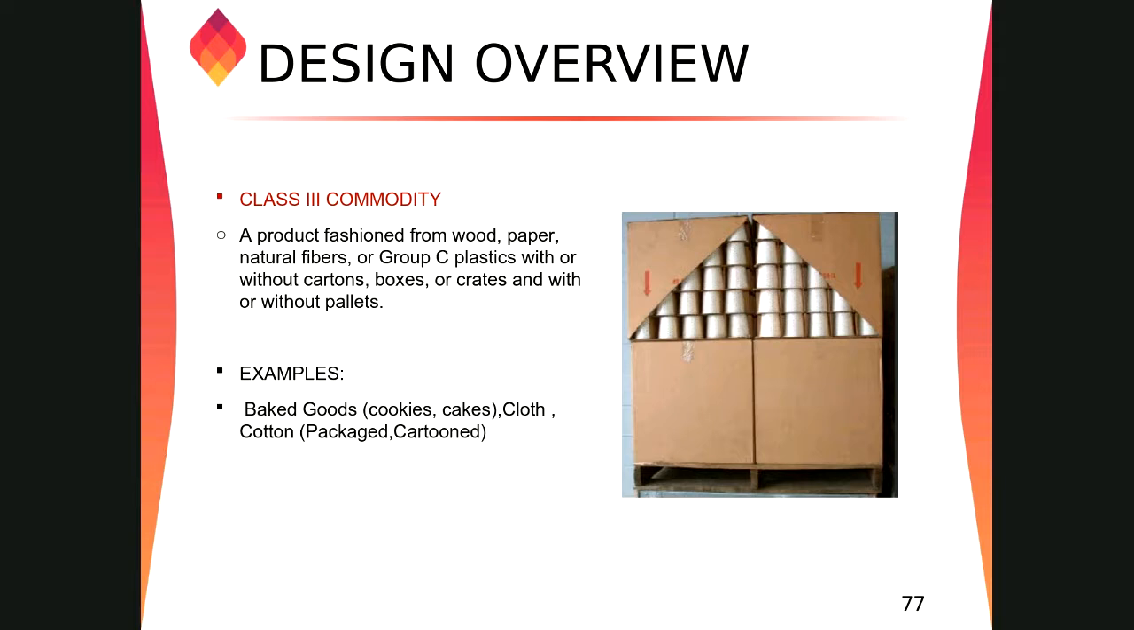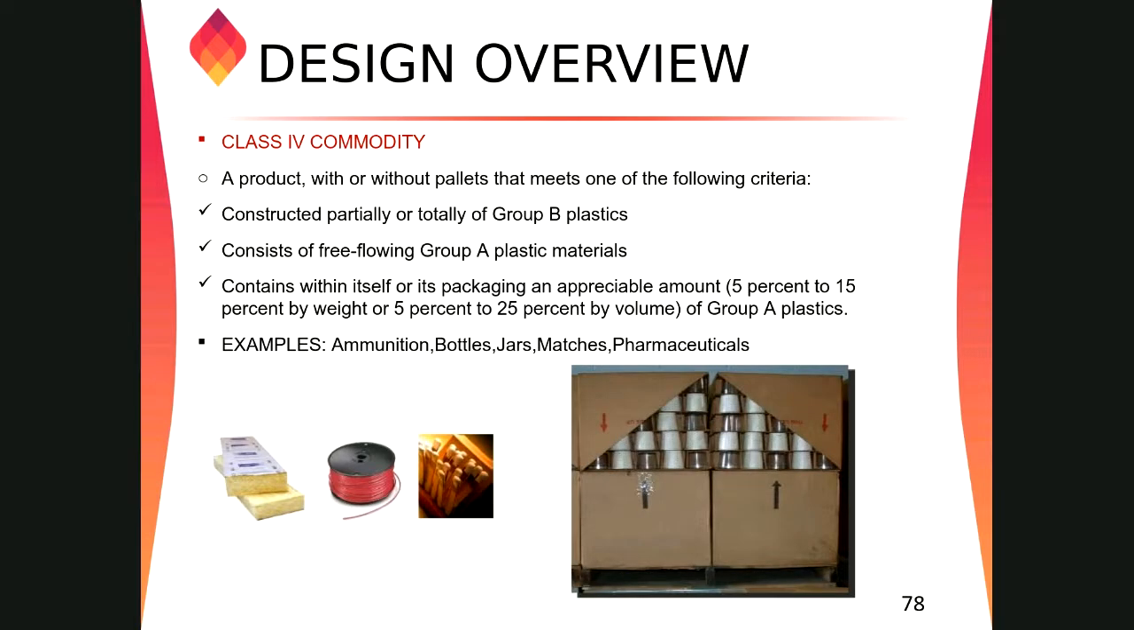Then class 4 commodities, right? It is a product with or without pallet. It might be on pallet or it might not be on pallet. And it is constructed partially of group B plastics. Consists of the free flowing material.